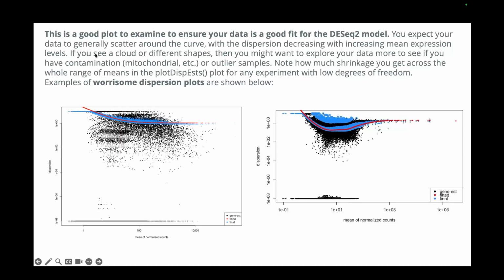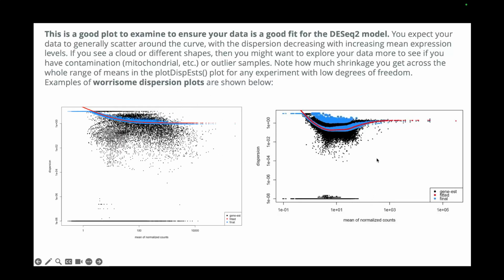Okay, if you see a cloud or different shapes, then you might want to explore your data more to see if you have contamination, which might be mitochondrial or PCR contamination and other such things, or if you have outlier samples. Note how much shrinkage you get across the whole range of means. This is the plot function for this plot for any experiment with low degrees of freedom. Examples of worrisome plots are given below.